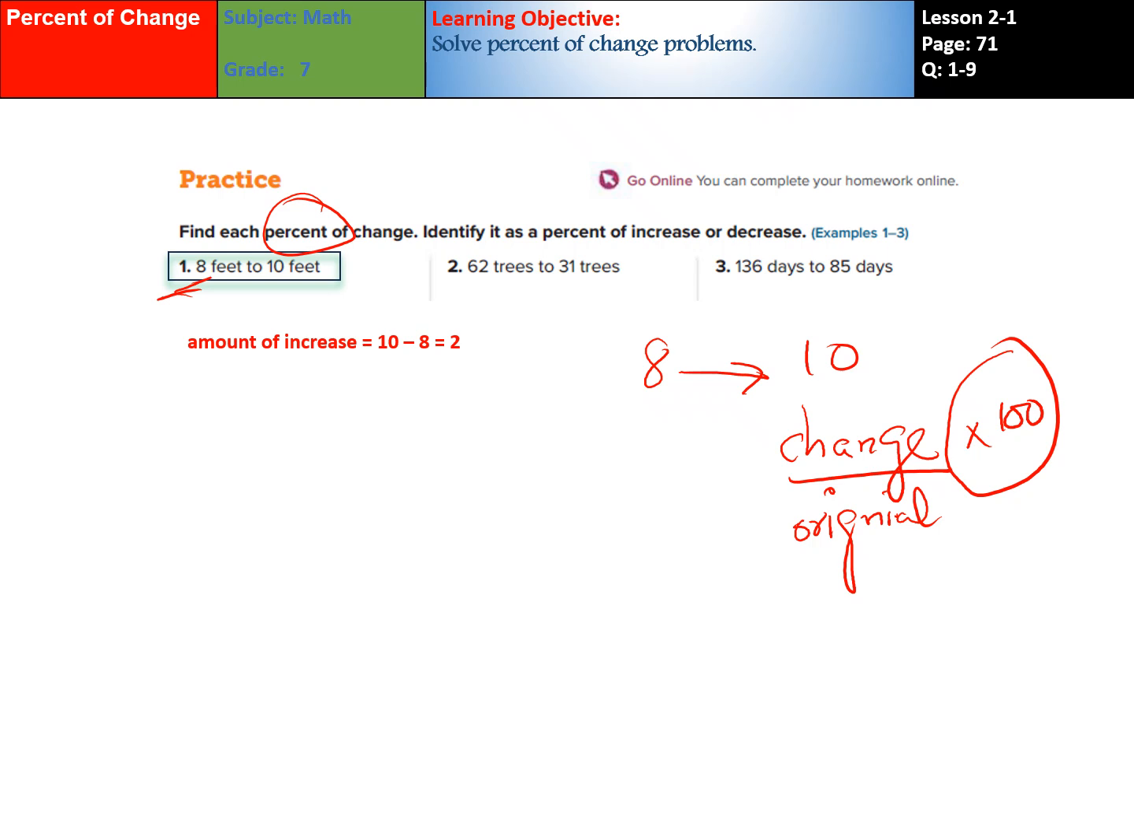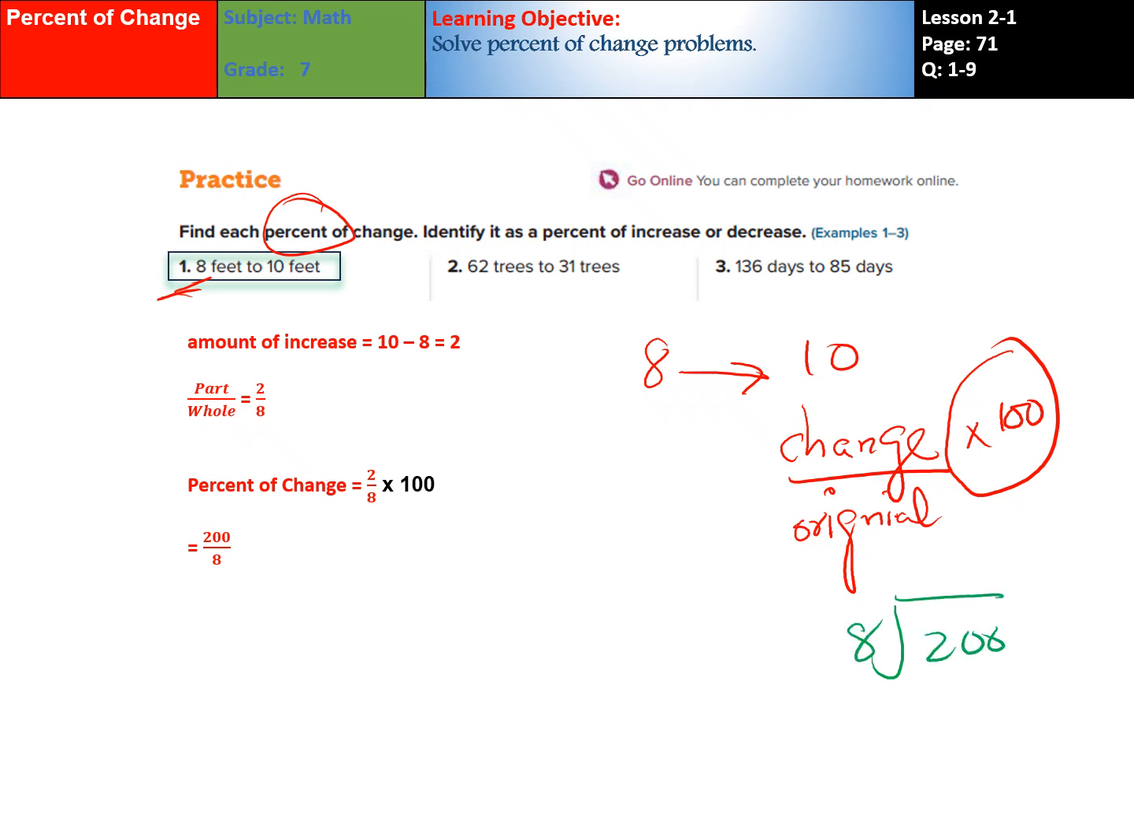So now what do we have? We have 2 and initially it was 8. So it is 2 over 8. Now what is the percent of change? 2 over 8 times 100. What is 2 multiplied by 100? 200 divided by 8. You will keep 200 inside and divide by 8.